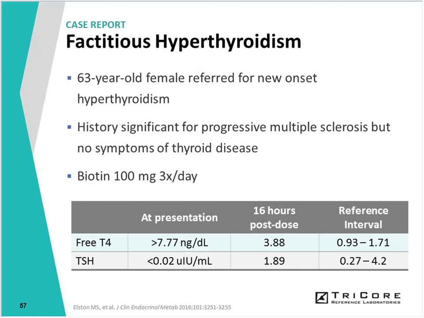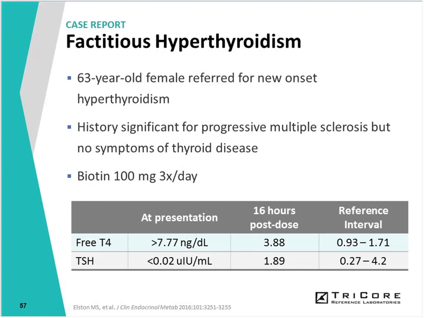There are several published case reports about biotin interference. Here's one. In this case, a 63-year-old female was referred to an endocrinologist because she had very elevated free T4, which was measured by a competitive immunoassay, and a very low TSH concentration, and that was done by a sandwich non-competitive immunoassay. So she had biochemical evidence of hyperthyroidism, but she had no symptoms of hyperthyroidism, although she did have progressive multiple sclerosis for which she had been prescribed high-dose biotin therapy. So that was obviously suspected as the cause of the interference.